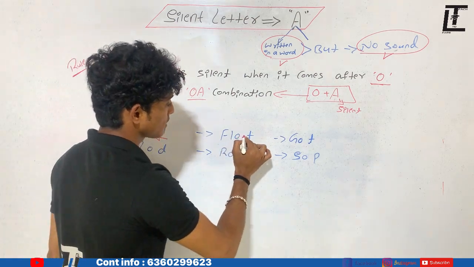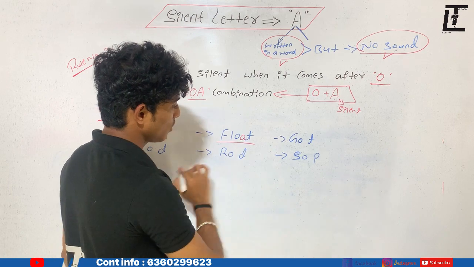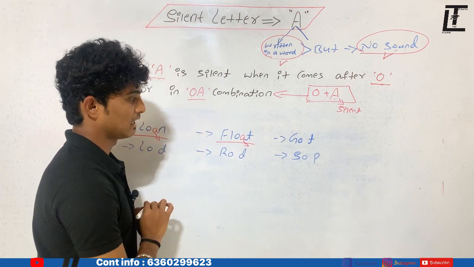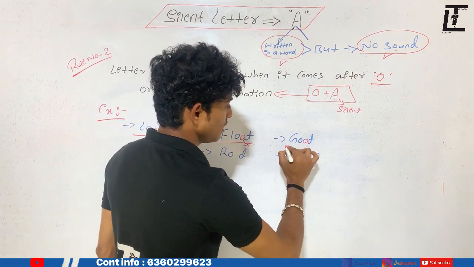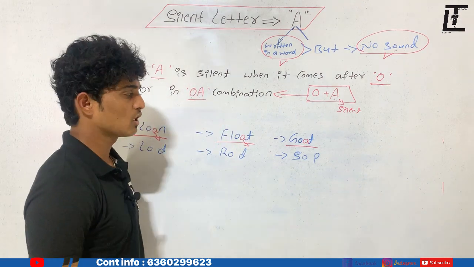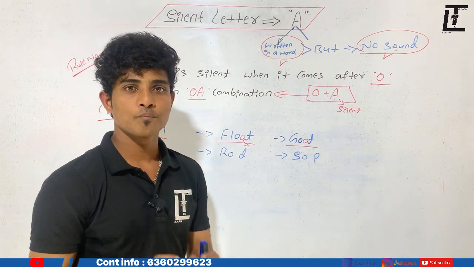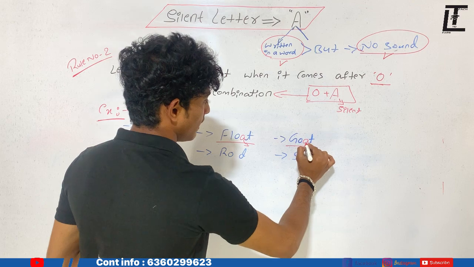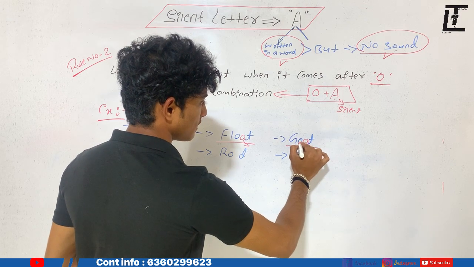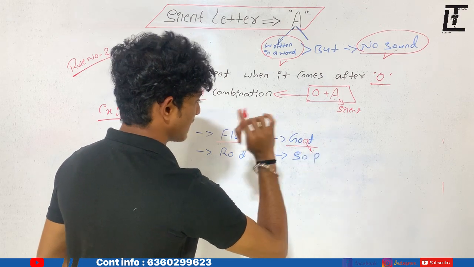Next, what is this? Float. In this word float, A is a silent letter. There is a word called goat. We don't pronounce the A in goat; A is written after this O, and it is a silent letter.